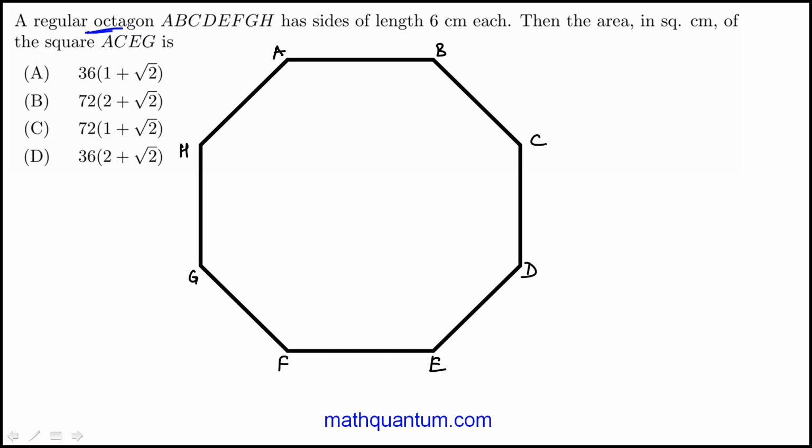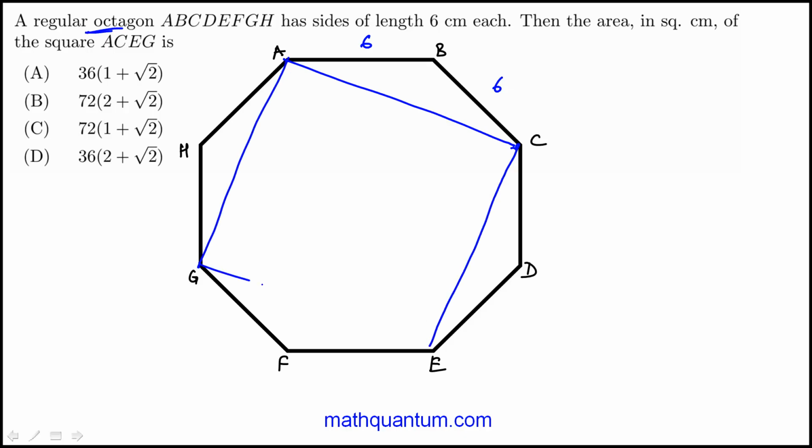This is a regular octagon where each side is 6 centimeters, and we're asked to find the area of the square ACEG. So first thing is this internal angle is 135, and it comes from the sum of internal angles, which is (n minus 2) times 180. We have 8 of them, so we divide by 8. If you already know it, you can just mark that. We'll see if that angle is going to come in handy. And we'll call the side of the square S.